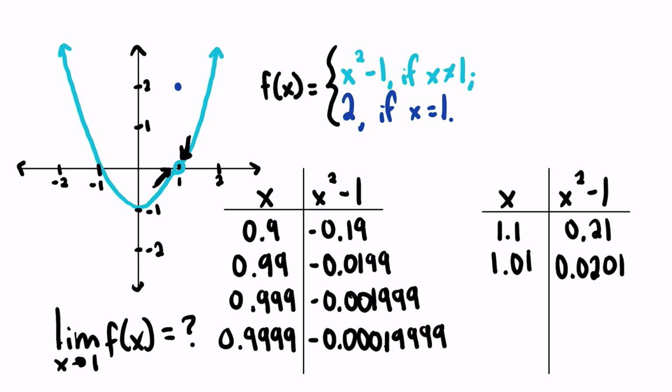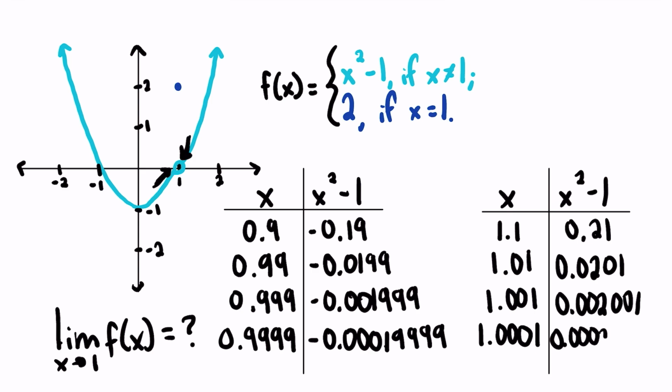And then 1.001, that gets us this number. And then throw in another 0 in there, we get this number. Okay, there we go. So as we can see from both sides, as we approach x equals 1, f of x is approaching the value 0. So even though the value of f of x at 1 is 2, the limit of f of x as x approaches 1 is going to be 0.